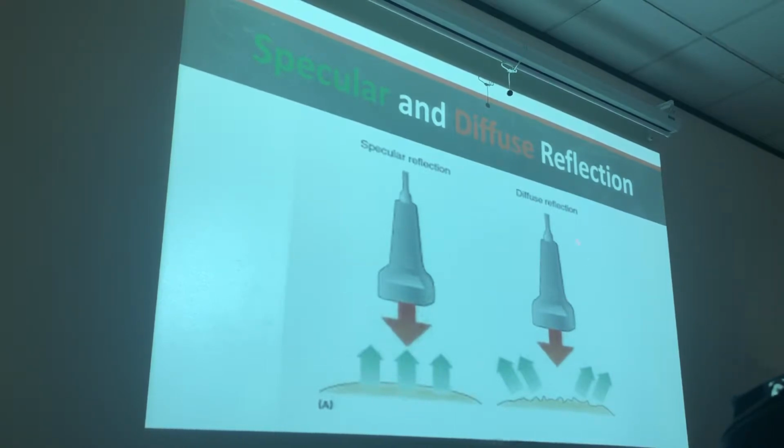Okay? So diffuse reflection, it needs irregular borders. You know, it's going to scatter in multiple directions. Remember, diffuse also means backscatter.